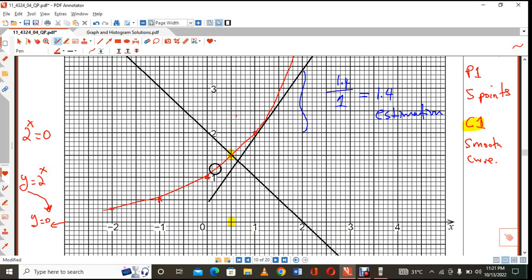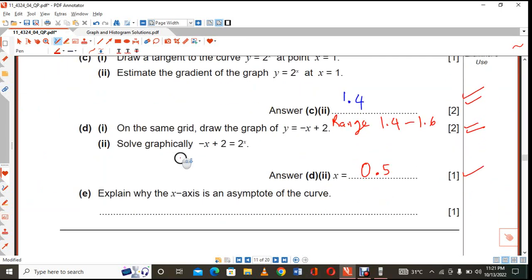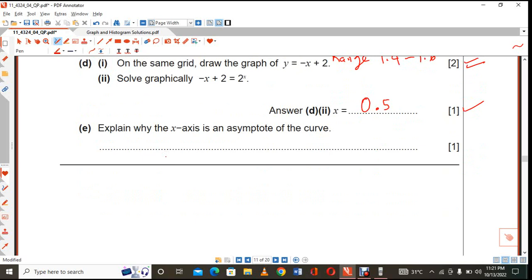So can we solve such an equation? 2 raised to the power of x equals 0. You can't solve this, even taking log on both sides. So this does not exist, and that is why the x-axis is an asymptote to the curve.